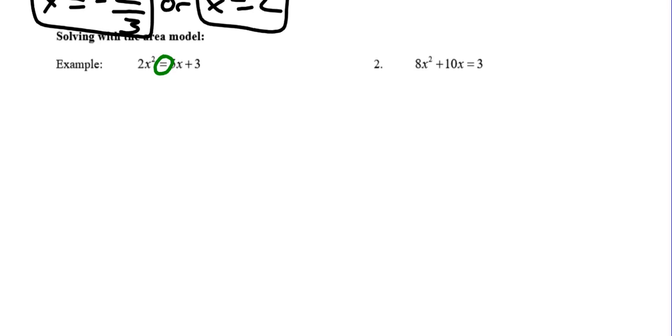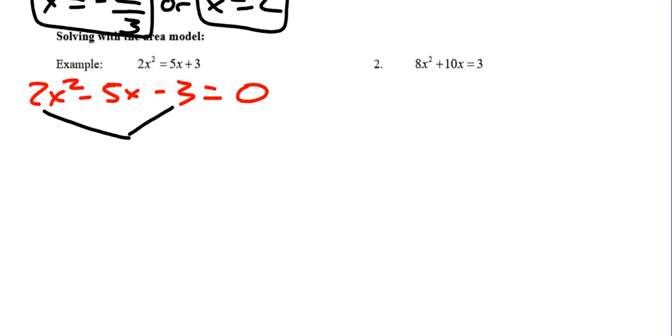Okay, so it's an equation we're trying to solve. We need one of the sides to equal 0. So I'm going to subtract 5x and 3 from both sides. All right, so again, we're still going to multiply the first and the last term. We're going to get negative 6. So I need two numbers that multiply to negative 6 and add up to negative 5. Okay, so I'm going to do negative 6 and positive 1.